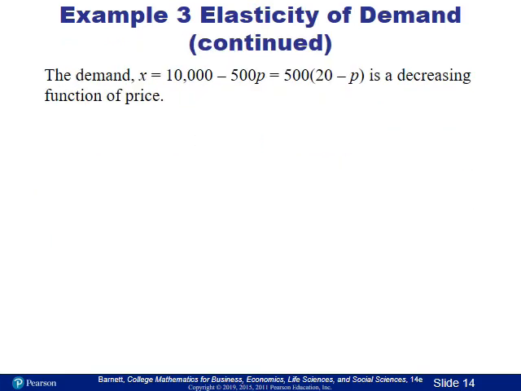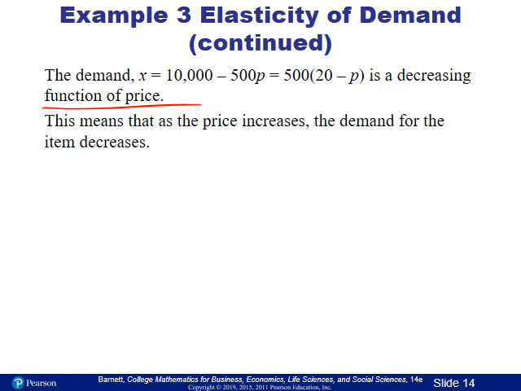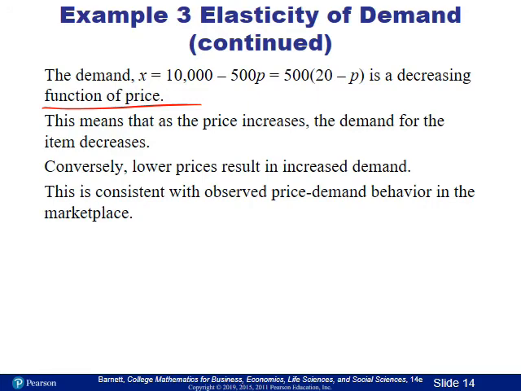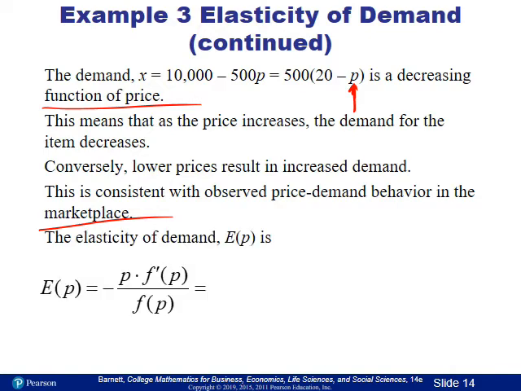Okay, so now here, this means that as price increases, the demand for the item decreases. The demand x is a decreasing function of price. When price increases, demand will decrease. Conversely, lower price results in increased demand. This is consistent with observed price demand behavior in the market. If you increase P here, your X will go down. That is what it is talking about.